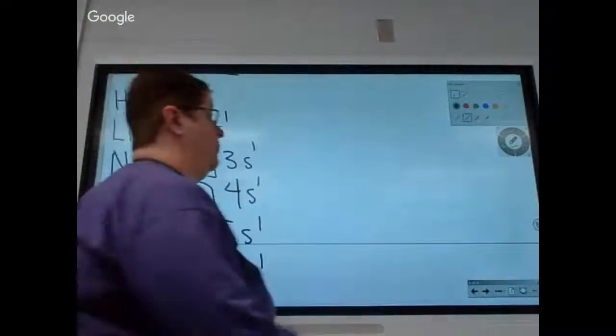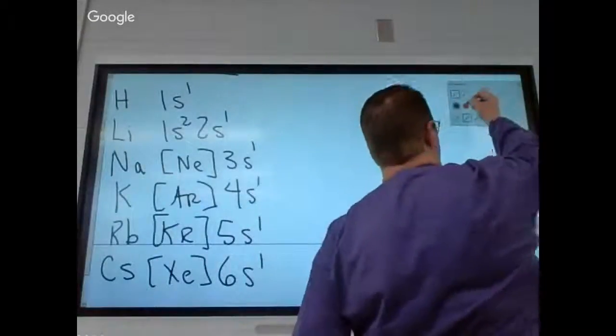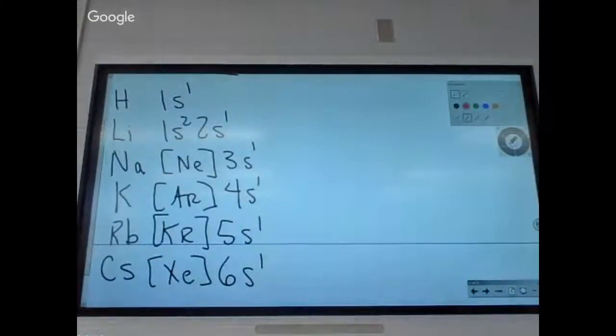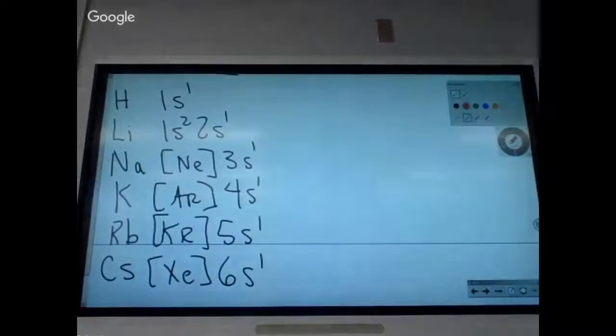All right. Now, as you're writing that down, we want to be able to find the highest energy level or the outer shell in each of them. And we want to be able to figure out the number of outer shell electrons.